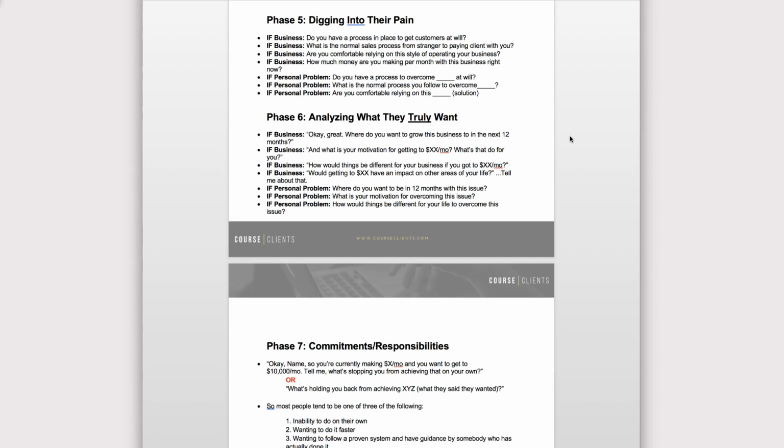Let's use porn addiction. I know someone who has a thriving 6-figure business around porn addiction. Do you have a process to overcome porn addiction at will? Well, what is the normal process you follow to overcome this porn addiction? Are you comfortable relying on this and then whatever the solution is they said they did? So let's say they're like, well, I use parental blockers, right? You could say, are you comfortable relying on parental blockers?